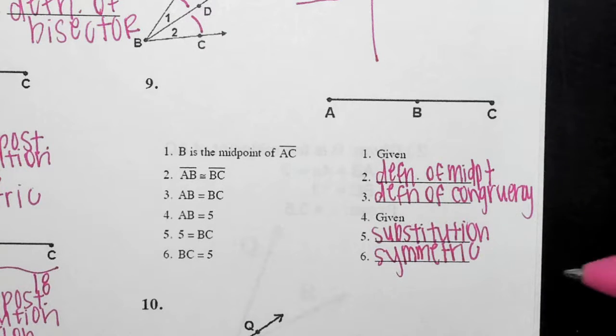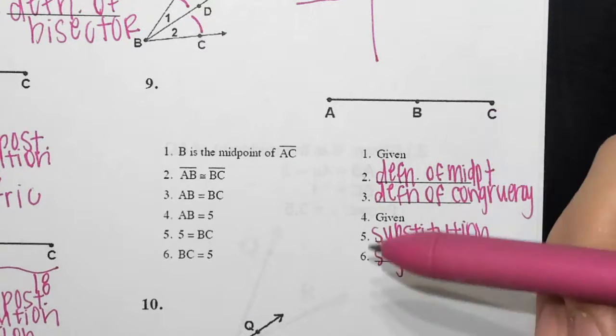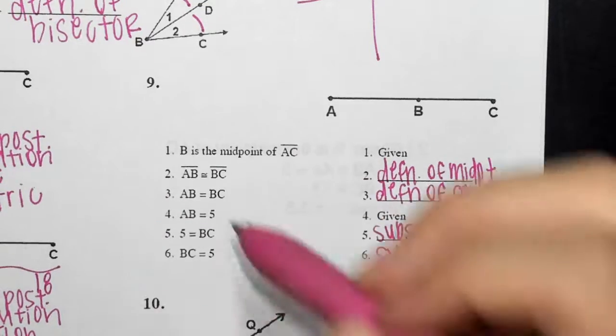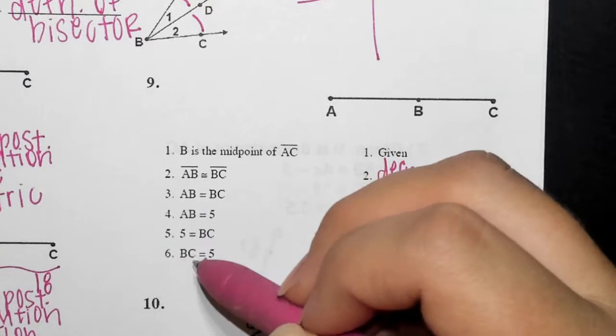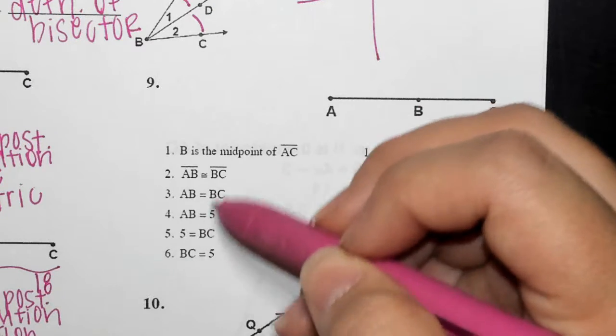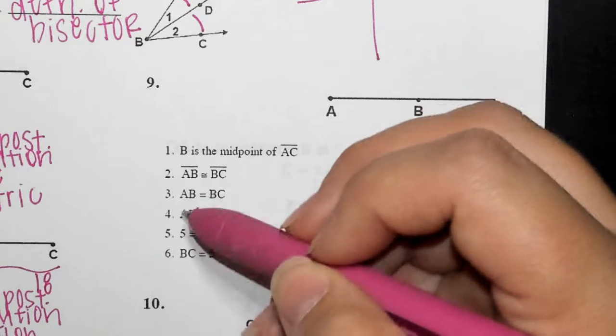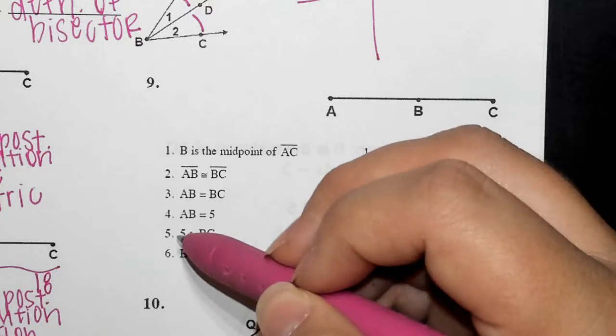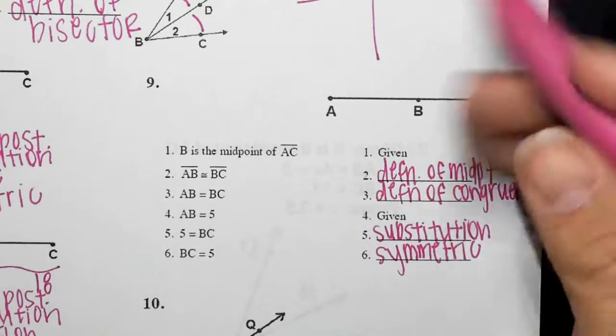Yes. It could also be. I see both ways. You see, that's a great question. She said, could it just be transitive? I see both ways. Because BC right here, they're equal to AB. It's cutting AB out. But you could also just say, well, I plugged 5 in.